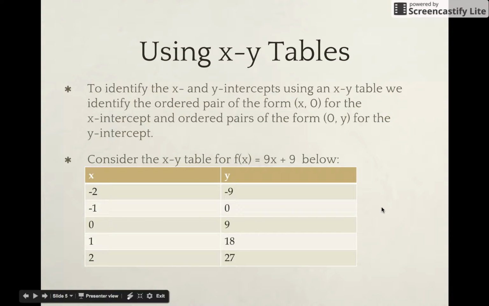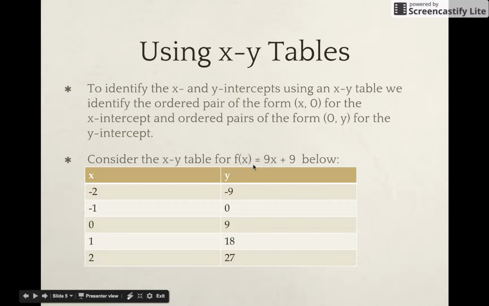We can also identify the x and y intercepts using an xy table. Again, keeping in mind our definitions. We said that x-intercepts always have y values of 0, and so we should always be looking for ordered pairs of the form x, 0. And we also said that y-intercepts always have x values of 0, so we'll be looking for ordered pairs that look like 0, some y value for the y-intercept.